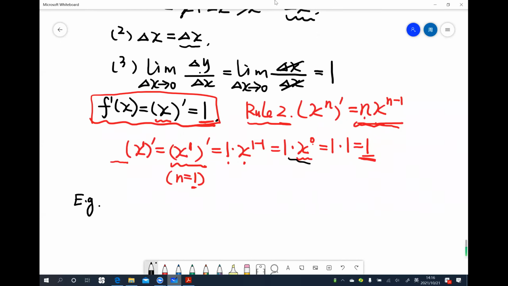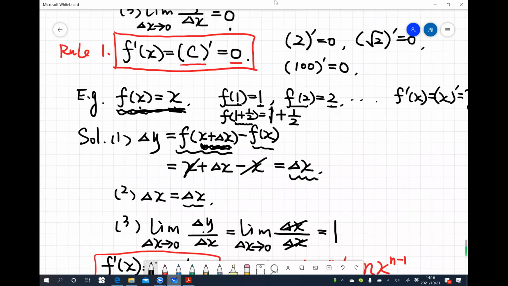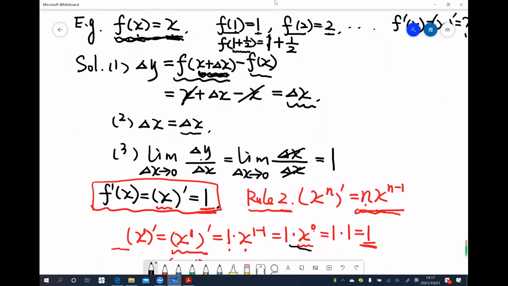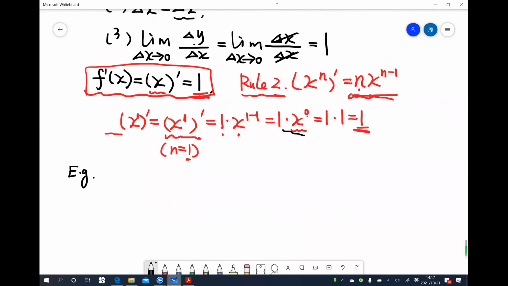The second rule was f prime x equals x prime equals 1. We cannot use the first rule, where c is a constant. Constant means 1, 2, 3, 4. It cannot change, right? I just want to know rule 1 and rule 2.